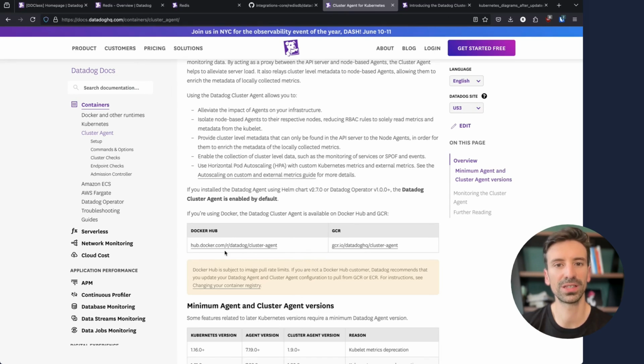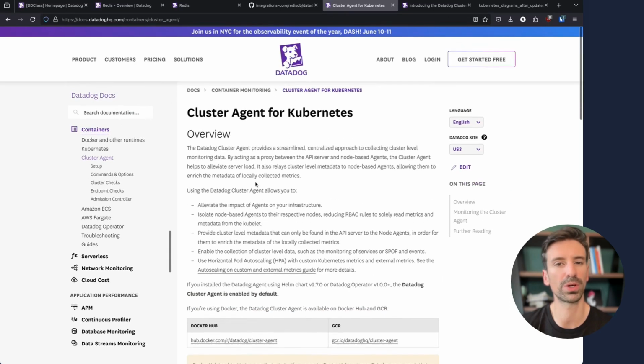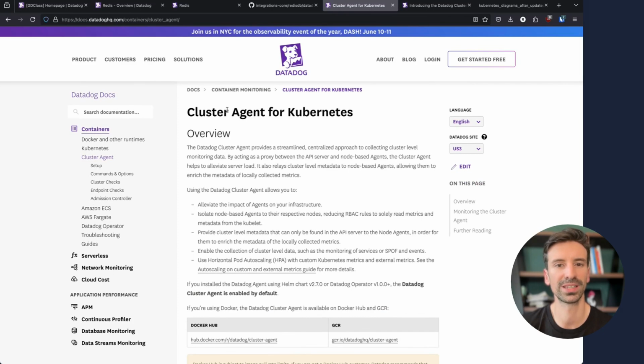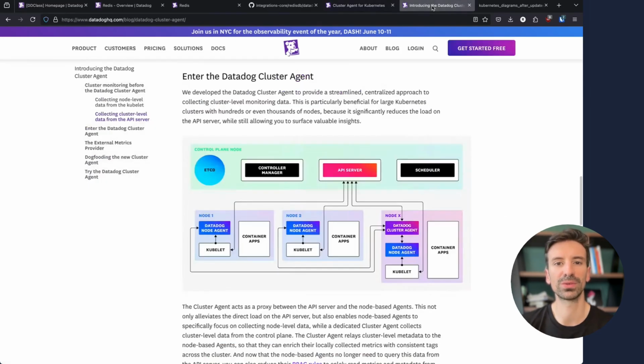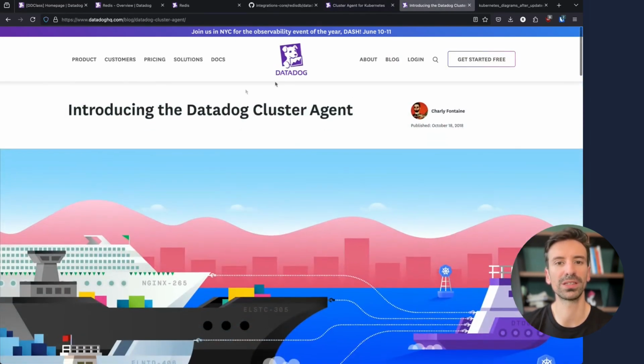The cluster agent is a very important component in the deployment of the Datadog agent in a Kubernetes cluster. The first thing of interest is that a cluster agent helps us to remove some of the load on the Kubernetes API server. Indeed, it helps to centralize the collection of information about the cluster itself. This article called Introducing the Cluster Agent, written in 2018, gives a great introduction of this component.